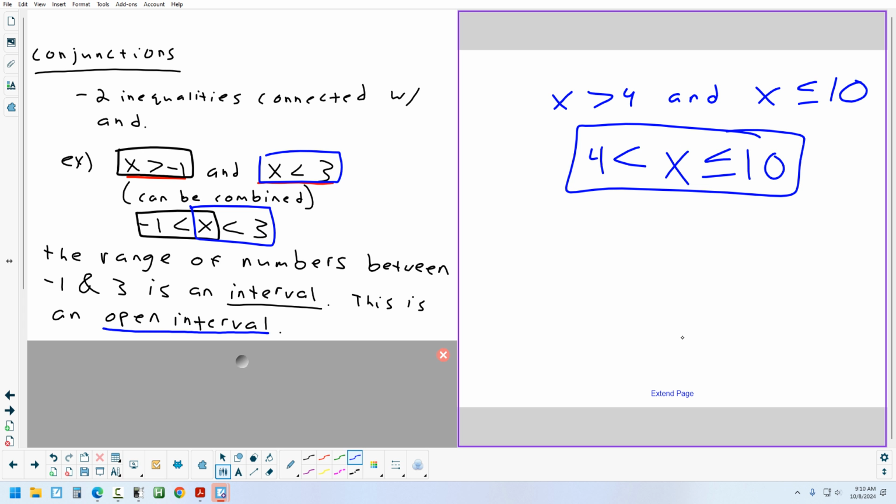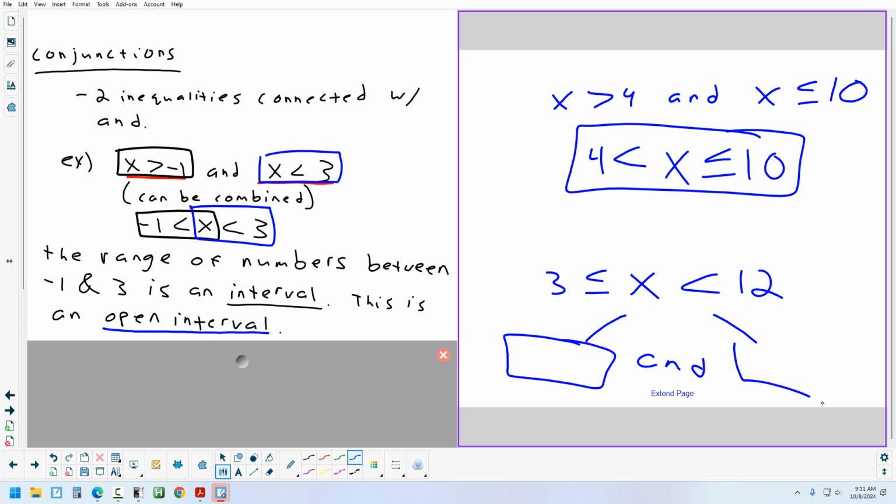Now let's take something like 3 is less than or equal to x, which is less than 12. And let's split it apart. What would be my inequality on the left side? And I'd like to start with the x. X is greater than or equal to 3. And then x is less than 12. Okay, so knowing how to take two inequalities and either combine them or split them like that, that's important. Any questions on that?